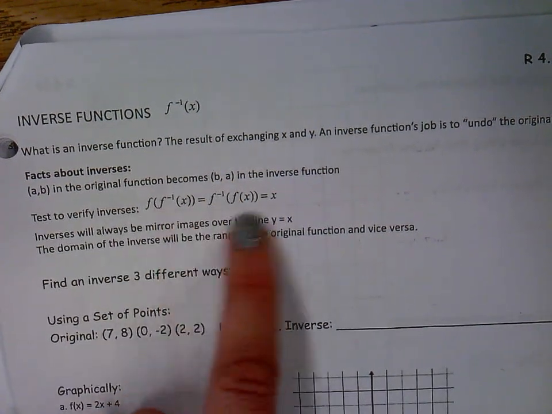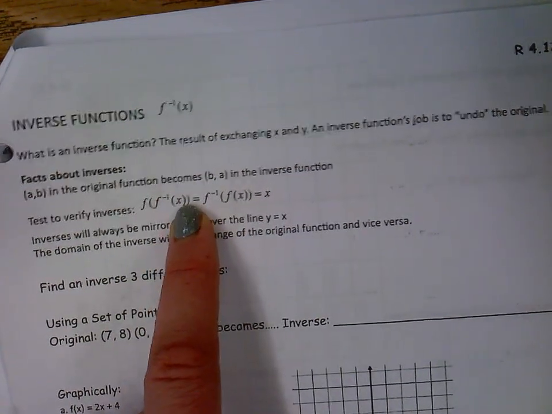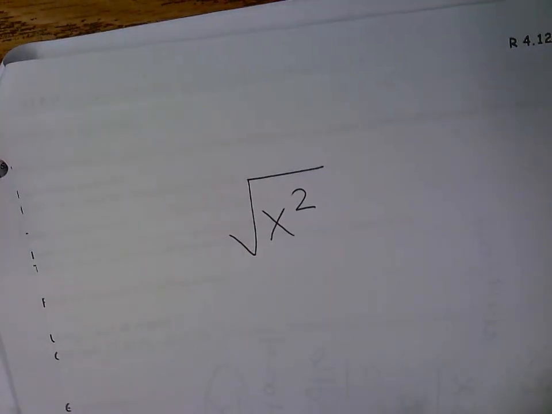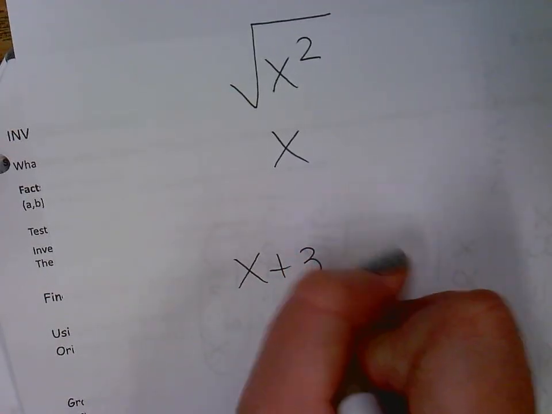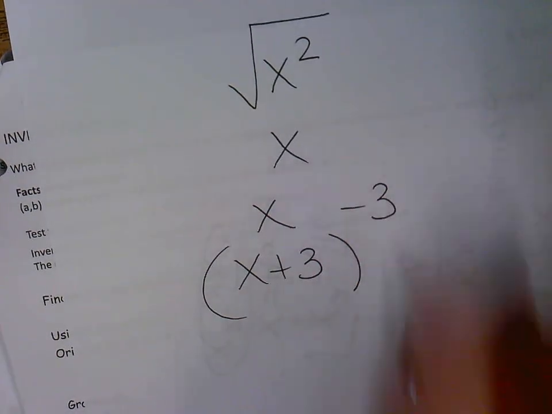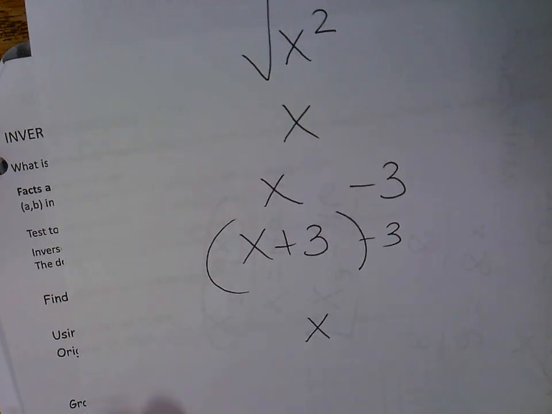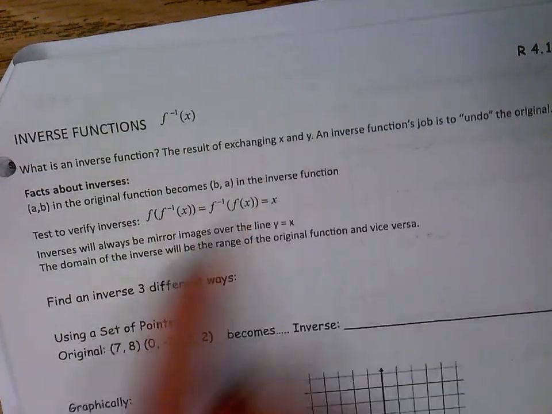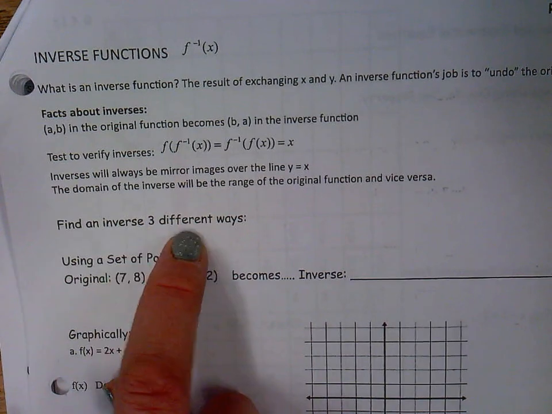This is more of an algebraic advanced or pre-calculus concept. When you put one function into the other, guess what? It undoes itself. So if I put x squared under a square root, they undo each other and I just get x. Or if I put x plus 3 inside a function that says to subtract 3, x plus 3 minus 3 is just x. They undo each other. Don't get caught up in that algebra. If x and y are exchanging, guess what? Domain and range, they'll also flip-flop. And our goal today is just let's find inverse 3 different ways.